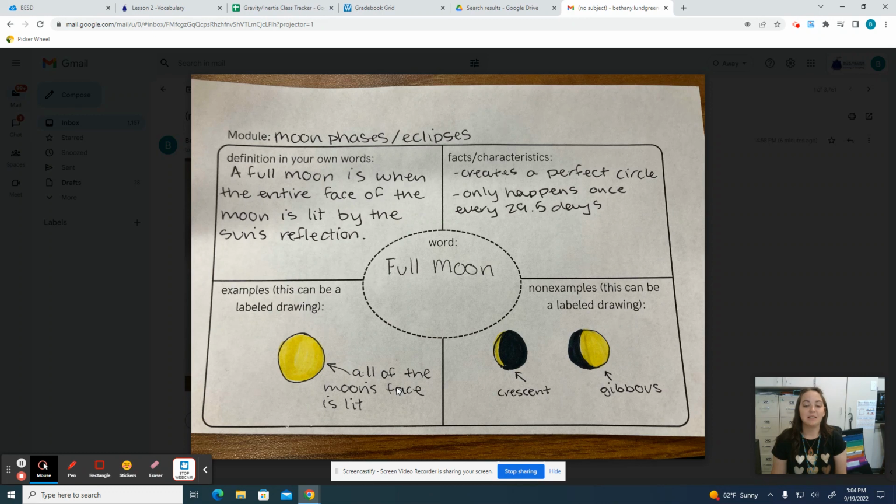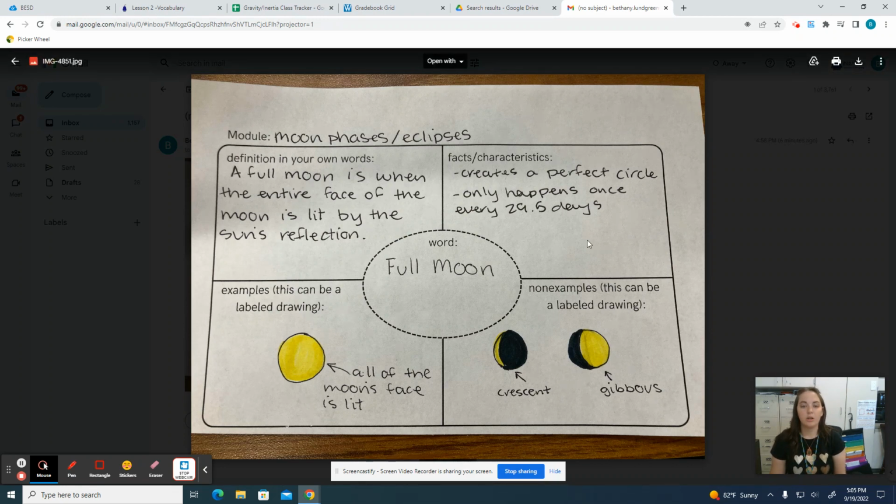Also, I make sure that it's labeled. Make sure that your pictures are labeled, because if I didn't label this, it would just look like I drew a yellow circle on my paper. So please make sure you label them. Then for non-examples, I included 2 examples that definitely aren't a full moon. That way I can see what it should look like and what it shouldn't look like.